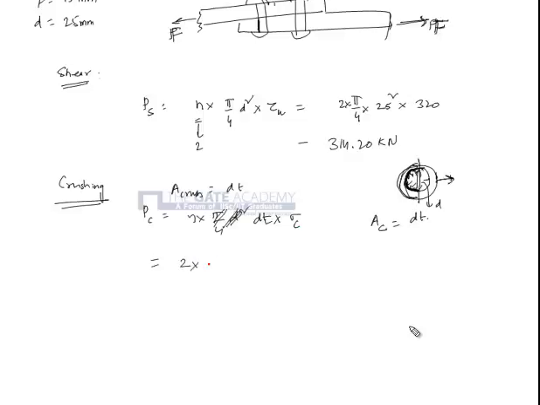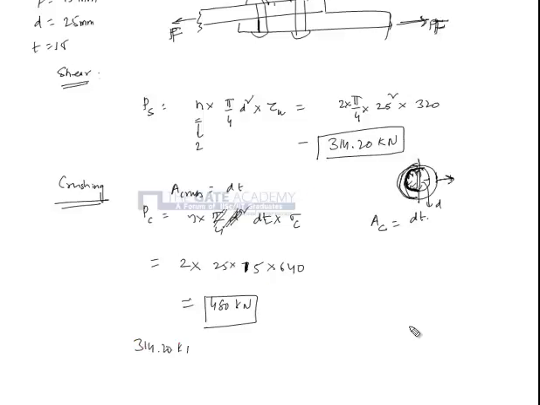So 2 into d, which is again 25, t, the thickness, which is given as 15, into the crushing strength, which is 640. So this comes out to be 480 kilonewton. So the safe load that can be applied is the lowest of these two, which is 314.2, the shear load. So the answer is A. Thank you.